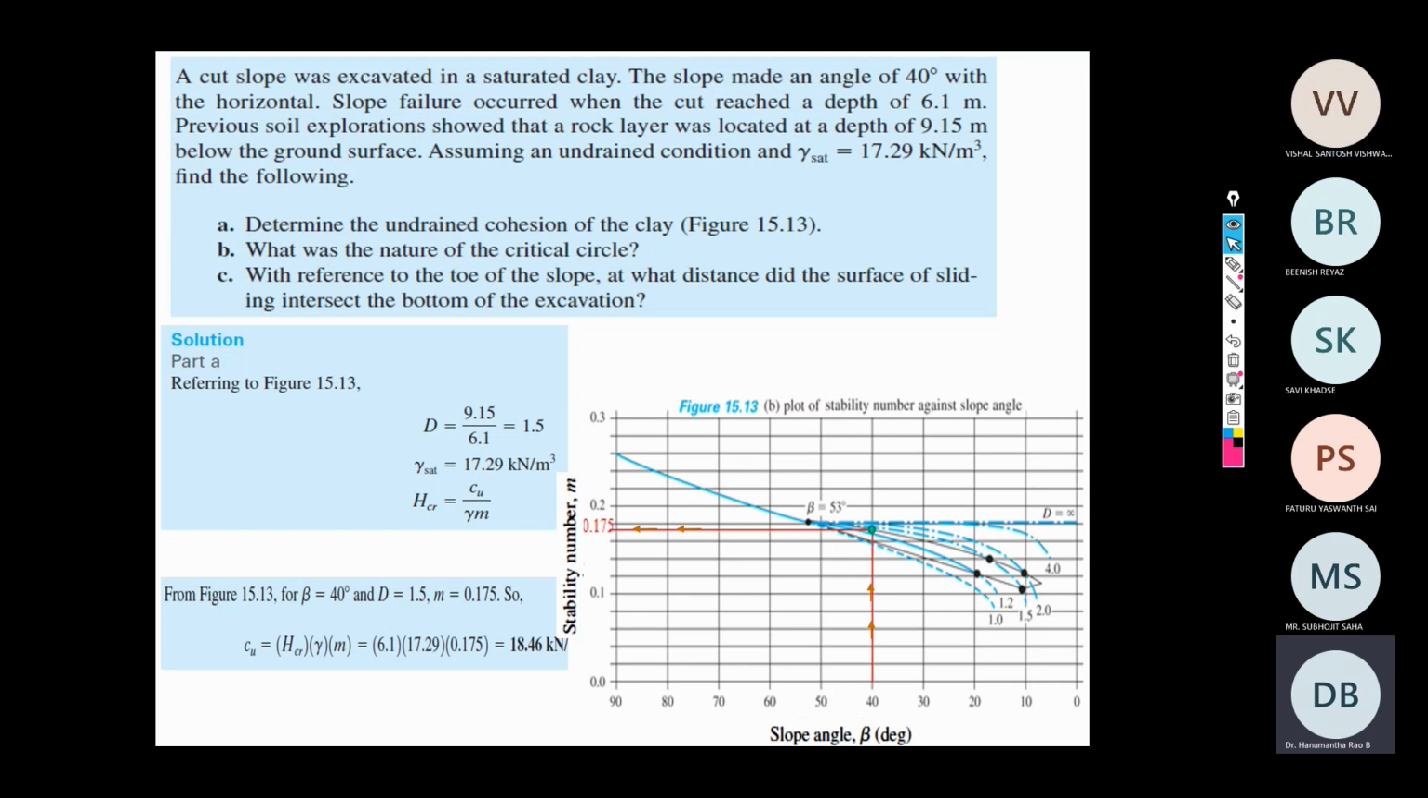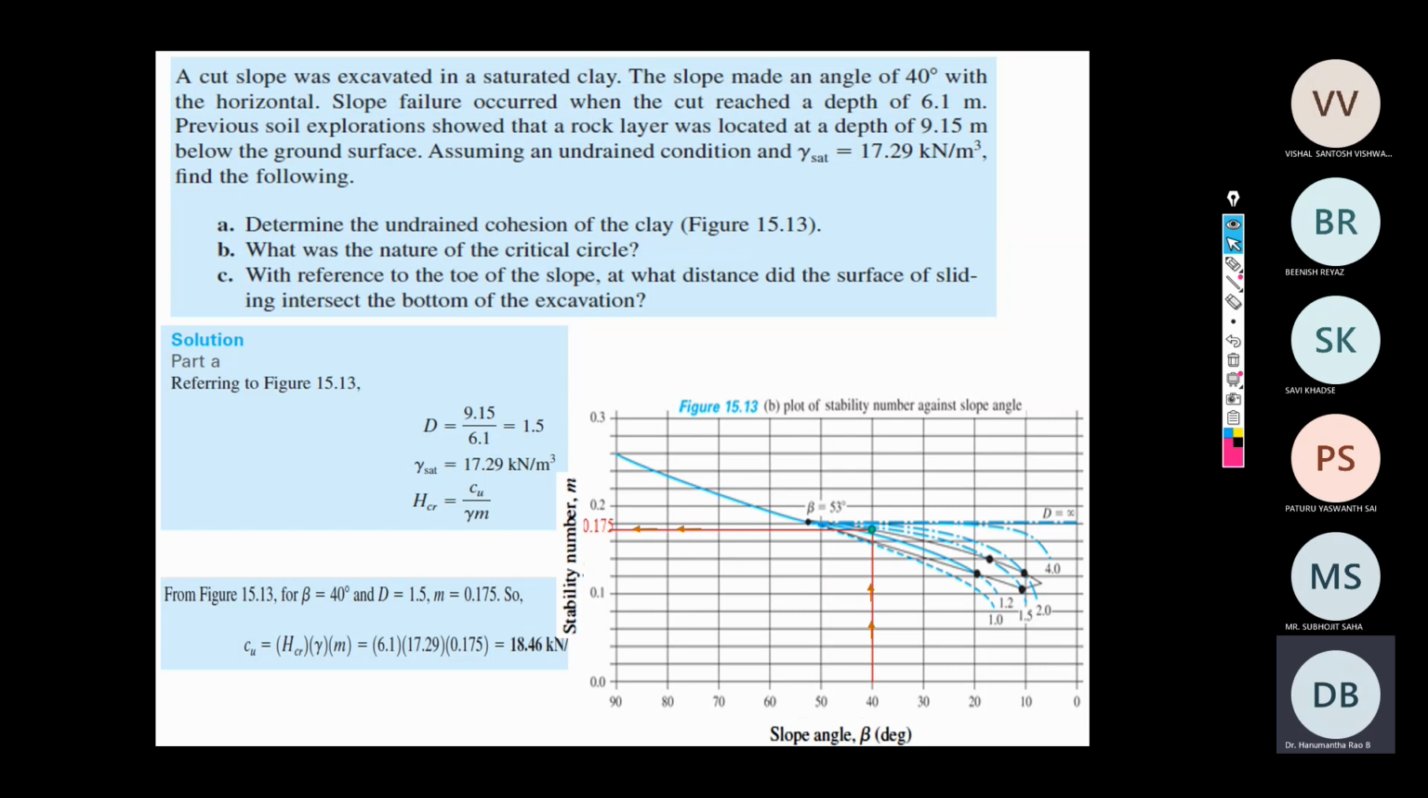Okay, note down another sum. A cut slope was excavated in a saturated clay. The slope made an angle of 40 degree with the horizontal. Slope failure occurred when the cut reached a depth of 6.1 meter. Previous soil exploration showed that a rock layer was located at a depth of 9.15 meter below the ground surface. Assuming an undrained condition and gamma sat equal to 17.29 kilonewton per cubic meter, find the following.